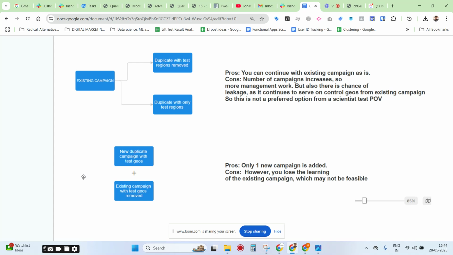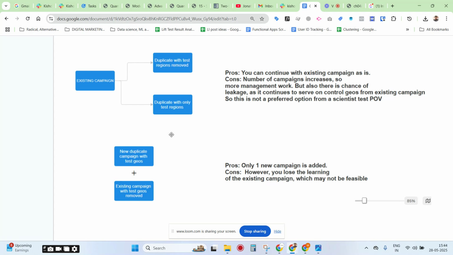Now the problem with that is, and the new version, by the way, there's going to be a new duplicate campaign with the test geos. So that's very much like the previous case, but this one which you had with control regions, that's not happening anymore. That control is actually the existing campaign itself, because it has the test geos removed from it. Obviously, you can understand what's happening here is that your existing campaign, which had all the learning, that completely goes out of the window, because you have messed with the learning of the campaign.